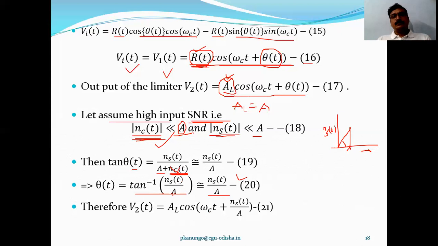Now we can write V2(t). What is V2(t)? V2(t) is the output of the limiter. So for the limiter, equation 17 can be written as: because we have now expressed this theta(t) as n_s(t) by A, we replace theta(t) in 17 with n_s(t) by A. Then V2(t) is written as A_L cos(omega_c t + n_s(t) by A). That is equation 21.